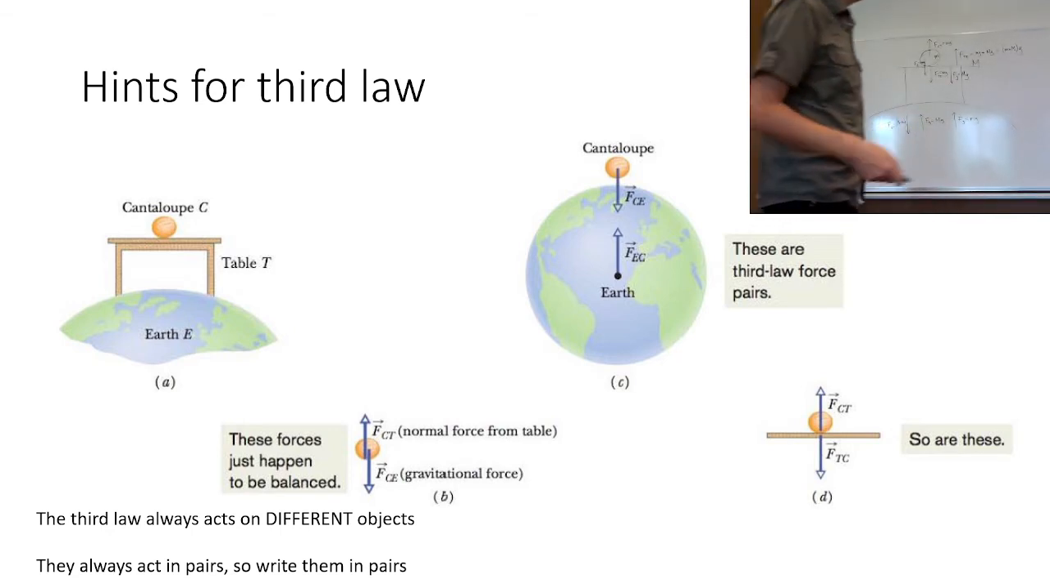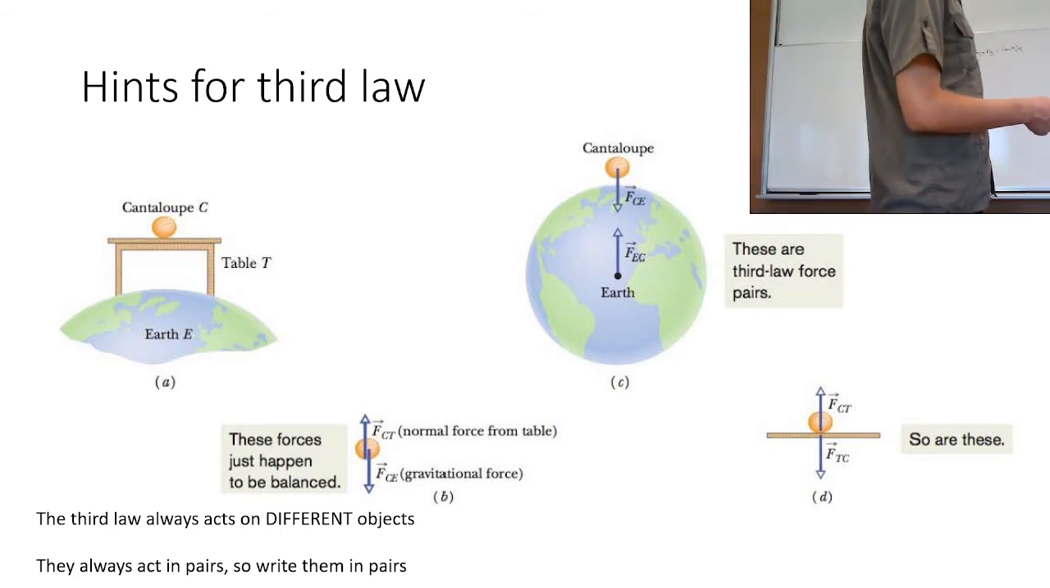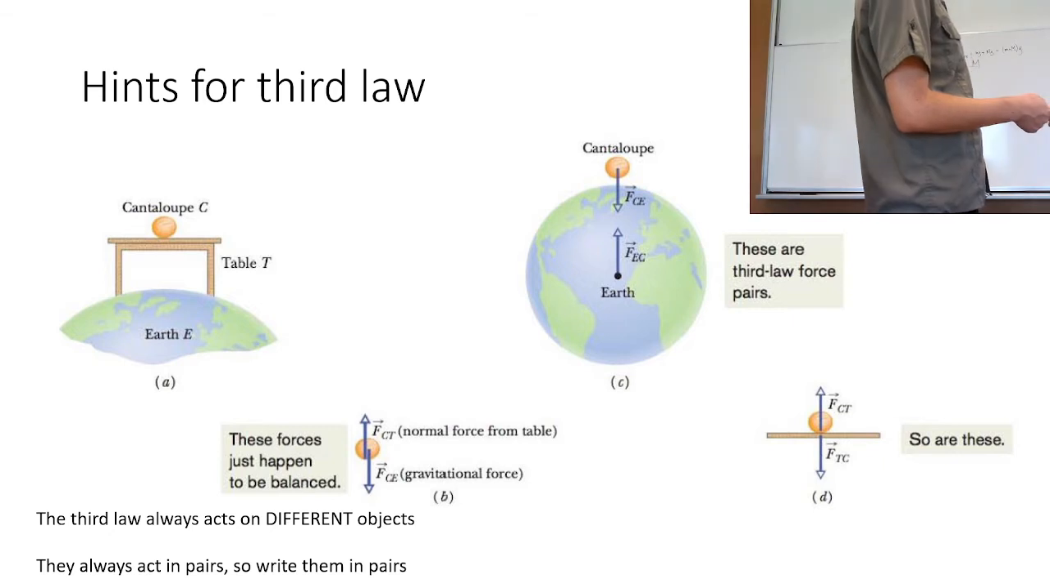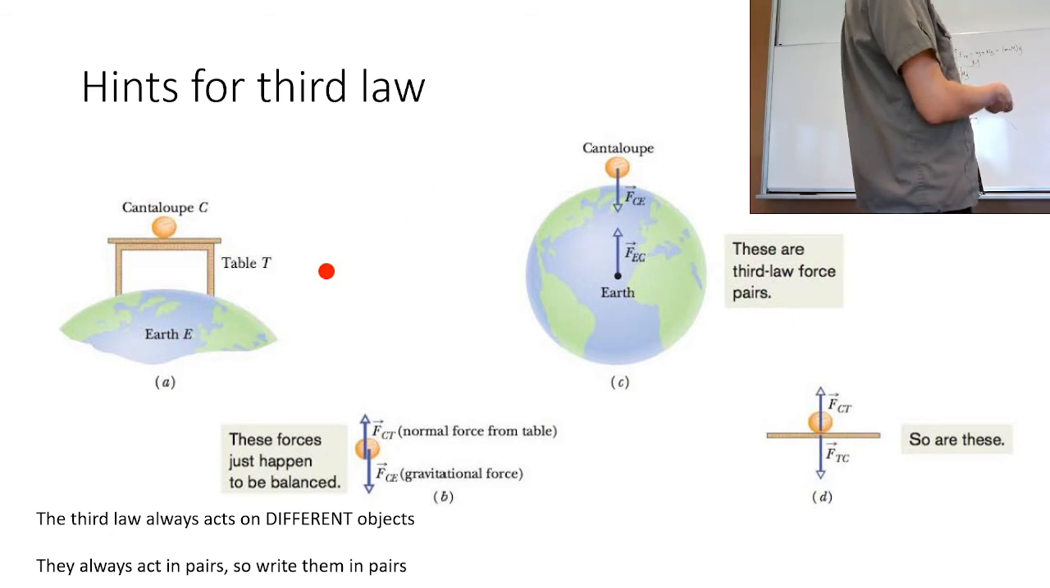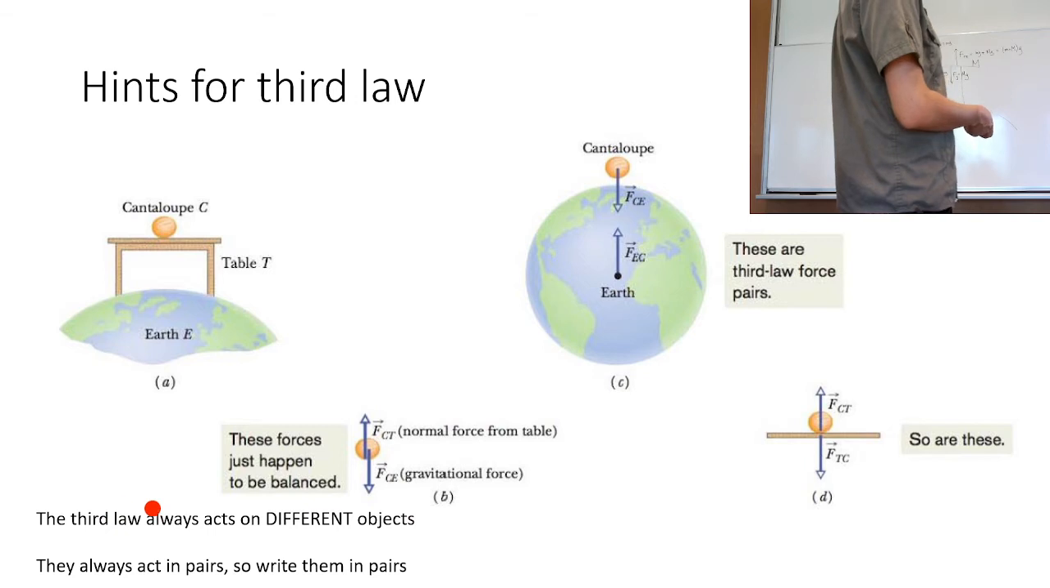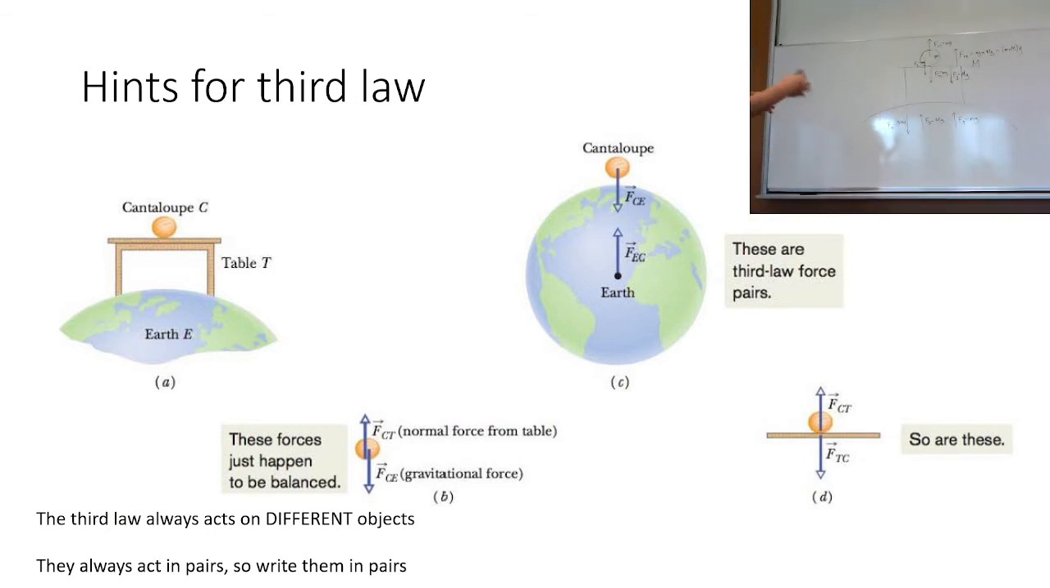Okay, so this is actually kind of the things that I was already mentioning. Firstly, the third law always acts on different objects. Whenever we were writing the Newton's third law pair, we were always looking at two different objects. So we started with the normal force on the cantilever from the table, and then there was the Newton's third law pair of that normal force, which is on the table.